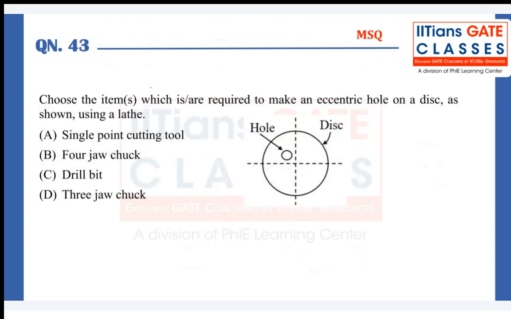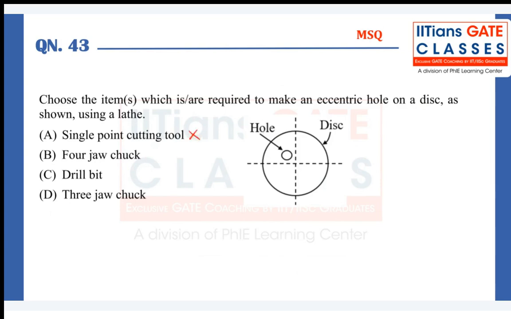Now it is another question. Choose items which are required to make an eccentric hole on a disc, as shown in the figure. If you have a disc, you need to produce an eccentric hole on the disc. Now here, in lathe also we can produce, in drilling machine also we can produce this eccentric hole. Now, single point cutting tool, not possible. With only a single point cutting tool it is not possible to produce the eccentric hole, right?